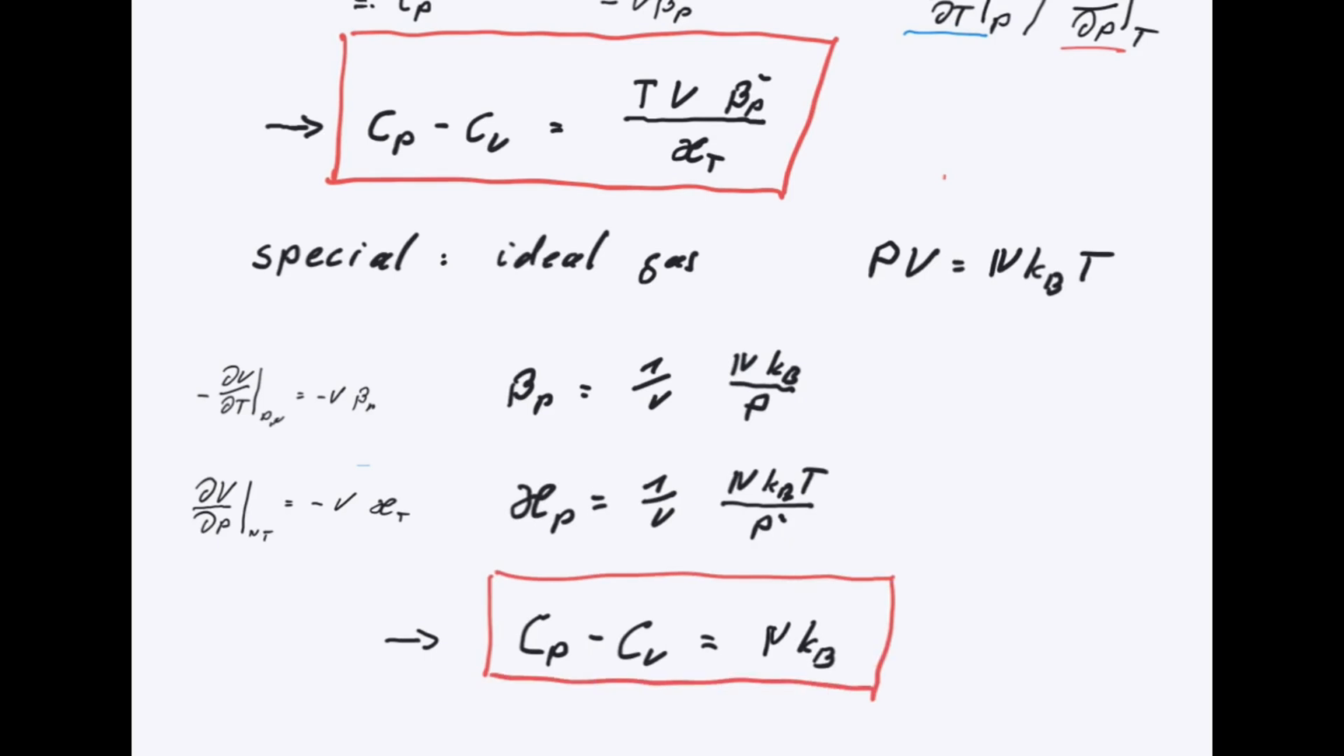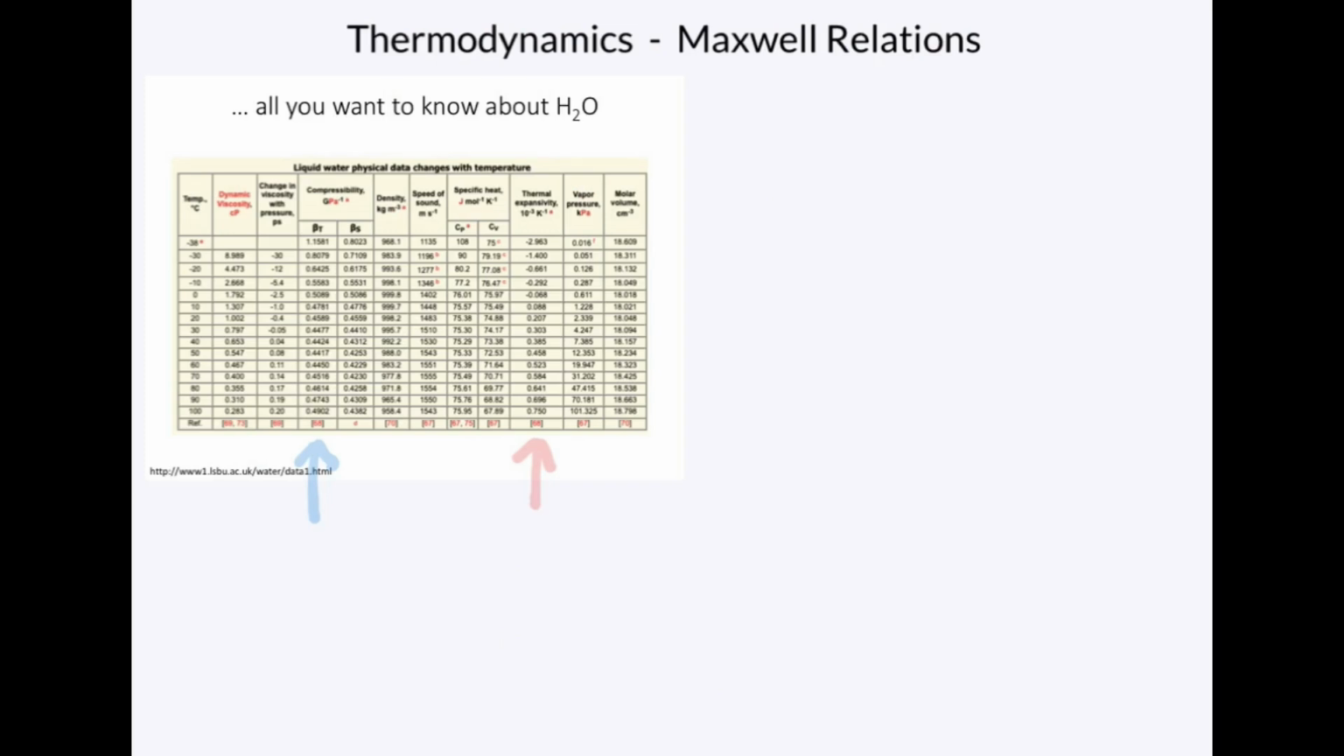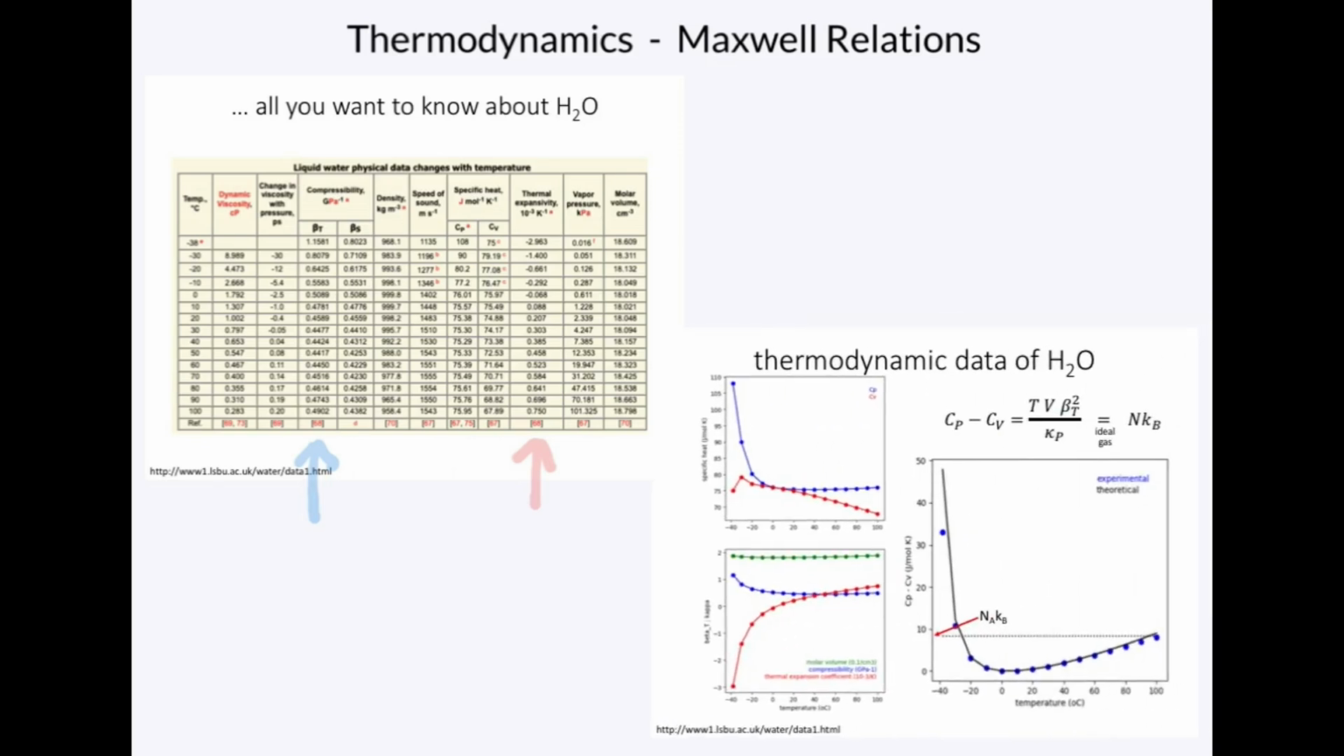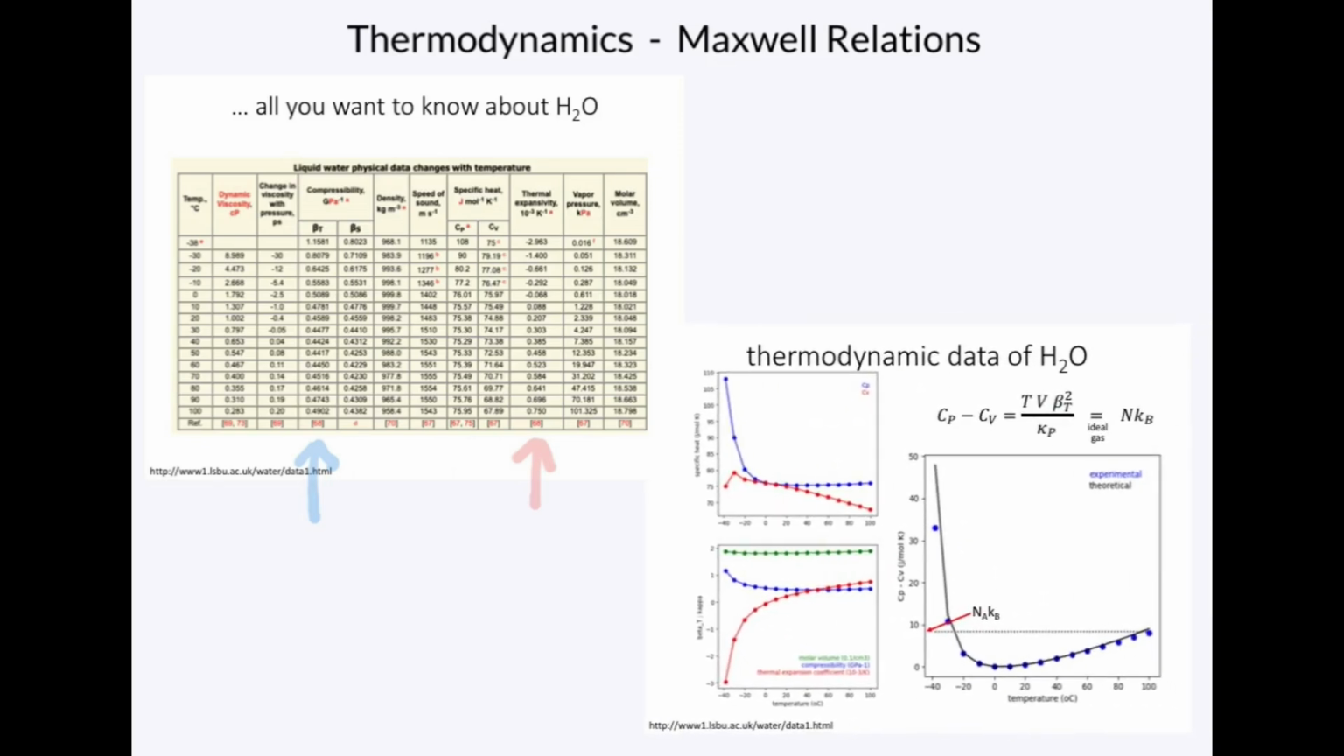As mentioned, those relations have a technological relevance, as displayed here for water. For water, β_P, κ_T, and the specific heat at constant pressure have been well characterized. Knowing the relations that we just obtained, we can determine the specific heat at constant volume, which is experimentally very difficult to access. What you see for water is that C_V has a minimum at around 4 degrees centigrade, something that is known as the water anomaly.